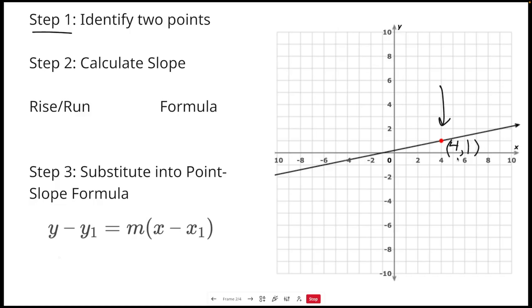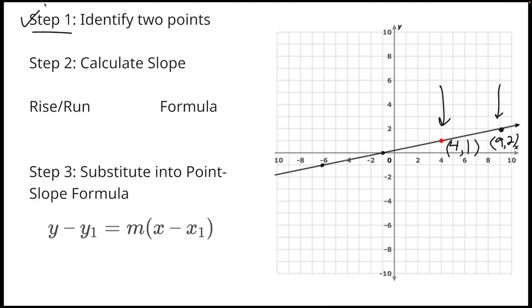And then the second point can be anywhere where the line hits the grid right on the corners. So it could be here, could be here, could be here, and so on and so forth. I'm going to go with this one right here. So let's call that 9, 2. All right, so we have our 2 points. Step one is done. Step two is to calculate the slope.